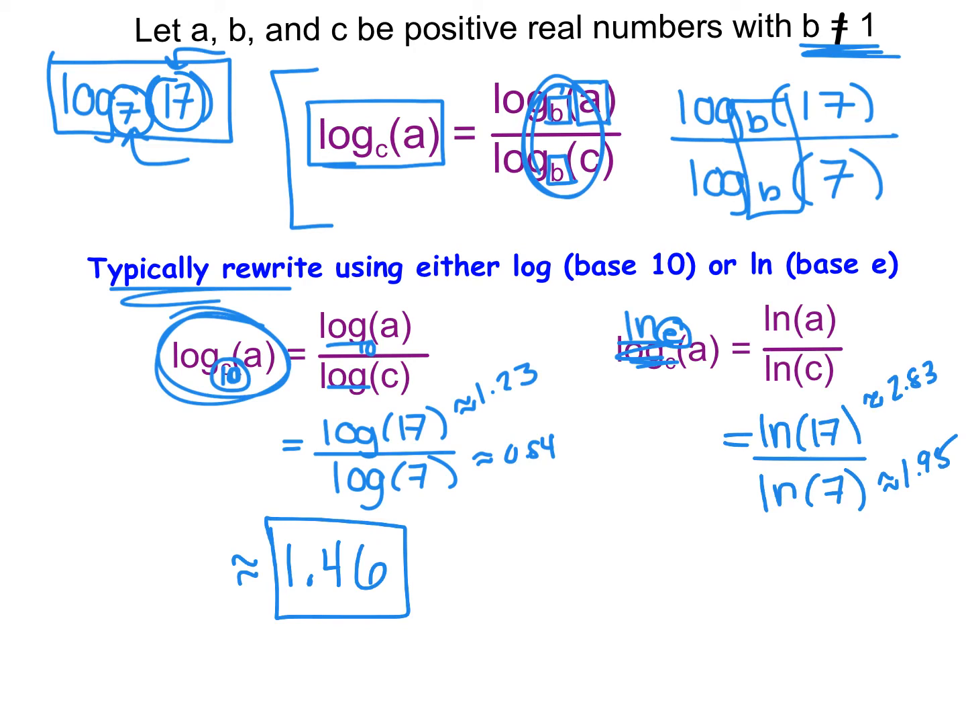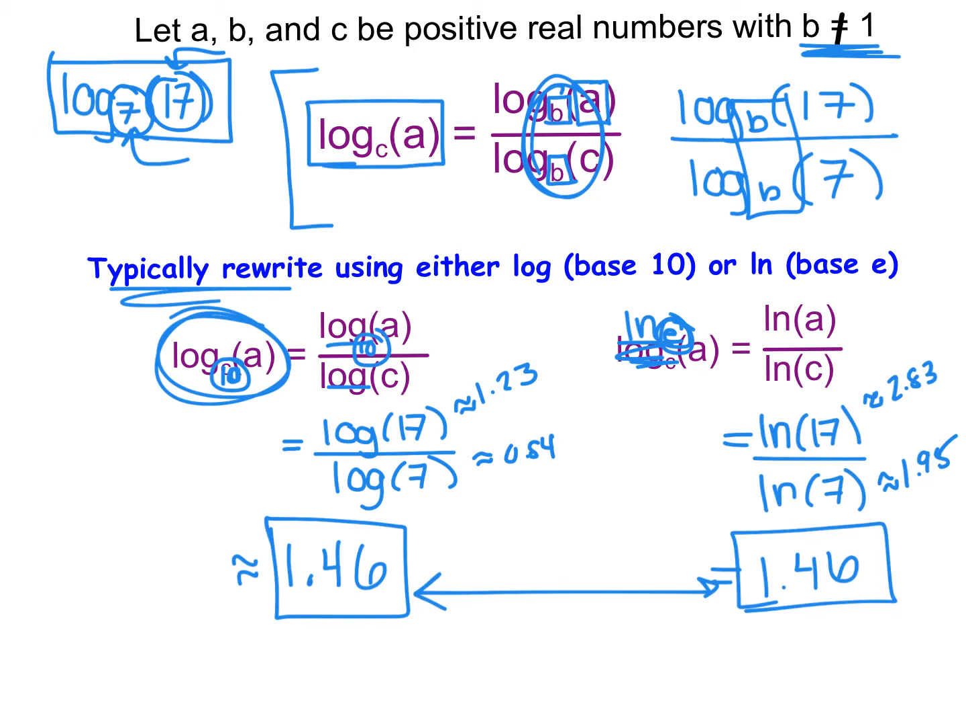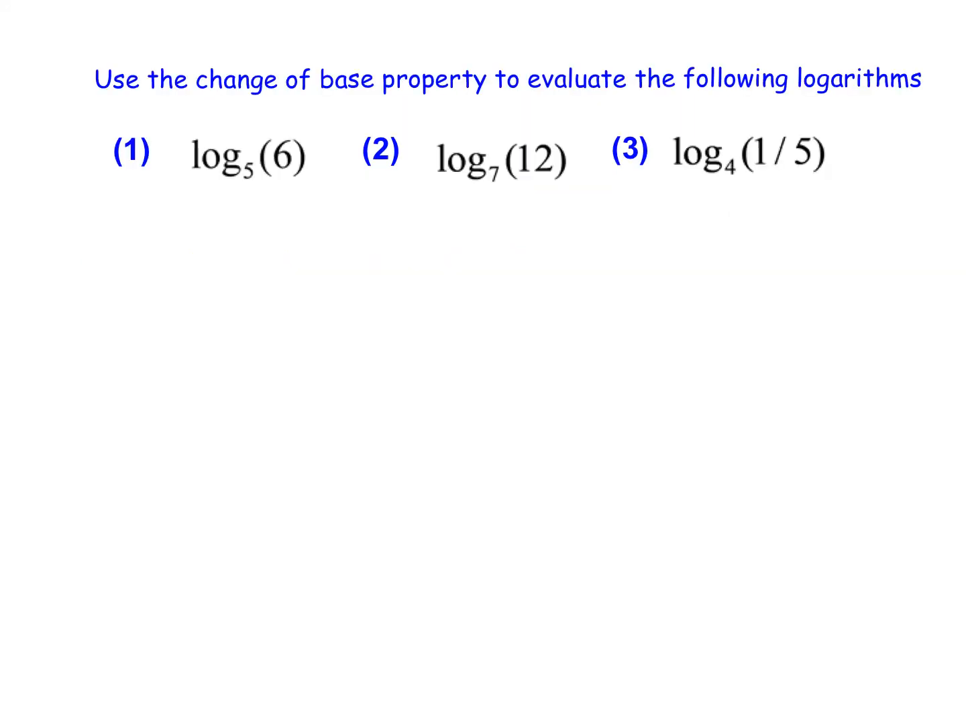Now I'm going to plug them in together because I want to be as exact as possible. So natural log 17, close parenthesis, divided by natural log 7, close parenthesis. And here I get approximately 1.46, which is the exact same thing. What's really nice about this is you can choose whichever one you like, base 10 or base e, and then you can actually calculate a value for any logarithm that you might see just by using this change of base formula. So let's try a couple of examples together.